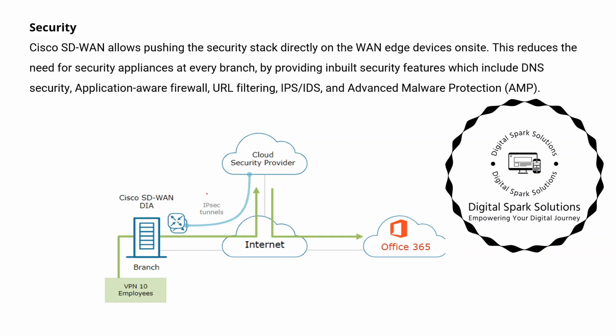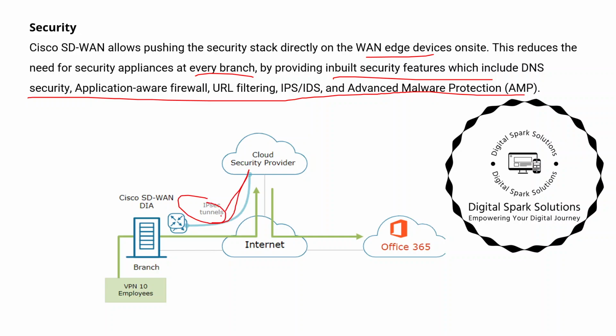Security. Cisco SD-WAN allows pushing the security stack directly on the WAN edge devices on site. This reduces the need for security appliances at every branch, by providing inbuilt security features which include DNS security, application-aware firewall, URL filtering, IPS/IDS, and advanced malware protection, AMP. In addition, instead of enabling the security stack at the WAN edge routers, the DIA feature allows for routing the traffic through a cloud security provider. In this case, the traffic from a particular remote site is routed to the cloud security provider through point-to-point IPsec tunnels. The cloud security provider then pushes the traffic through the predefined security policies and routes it out to the internet.